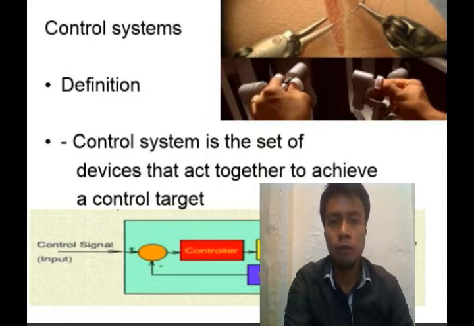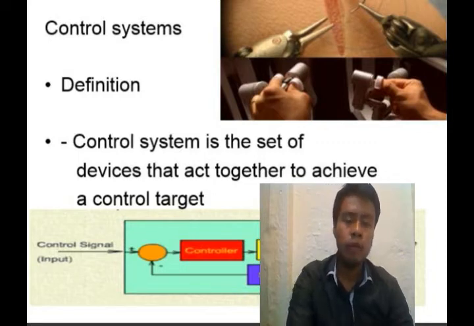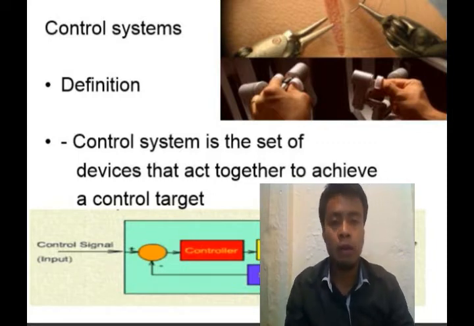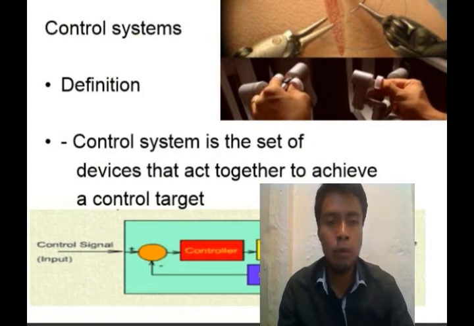We can see a definition of the control system. A control system is a set of devices that act together to achieve a control target. Then we can also see people doing a surgery with a robotic arm. We can see in this part the control diagram.